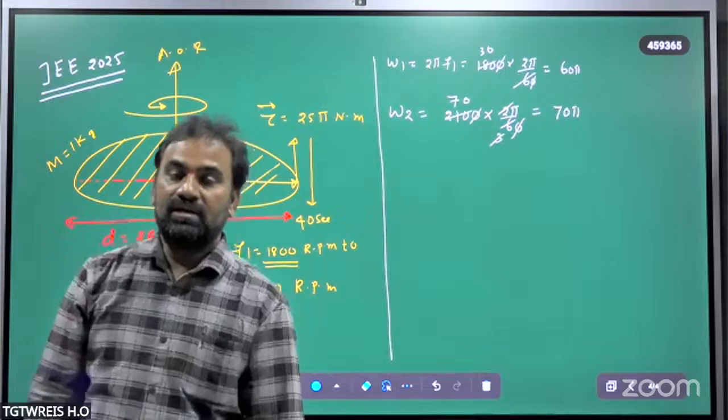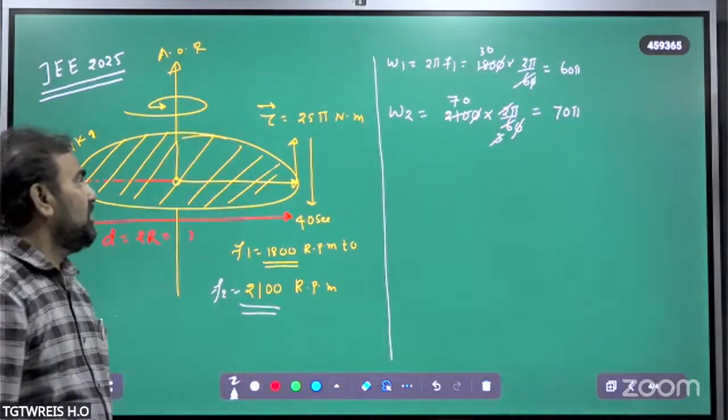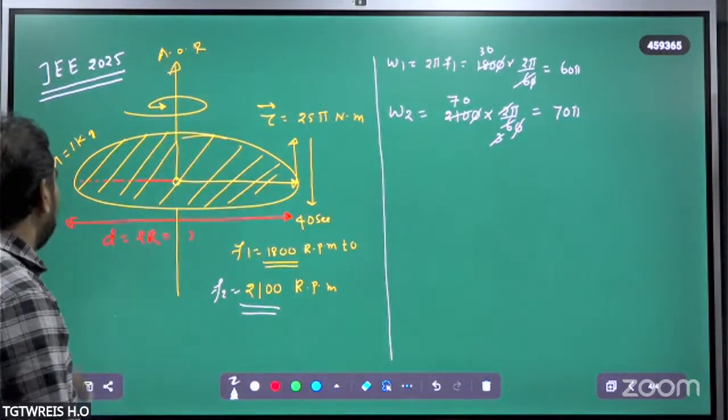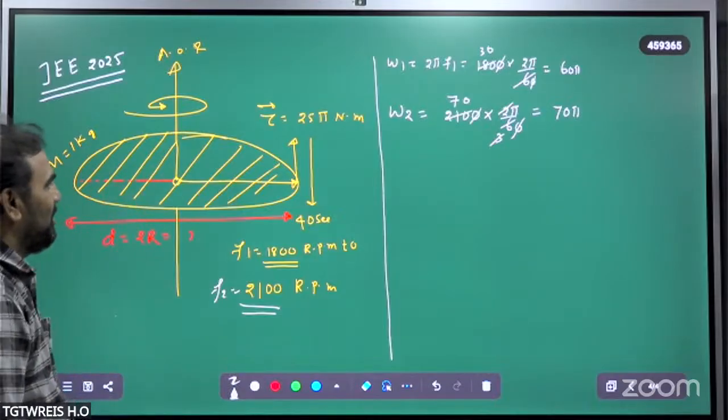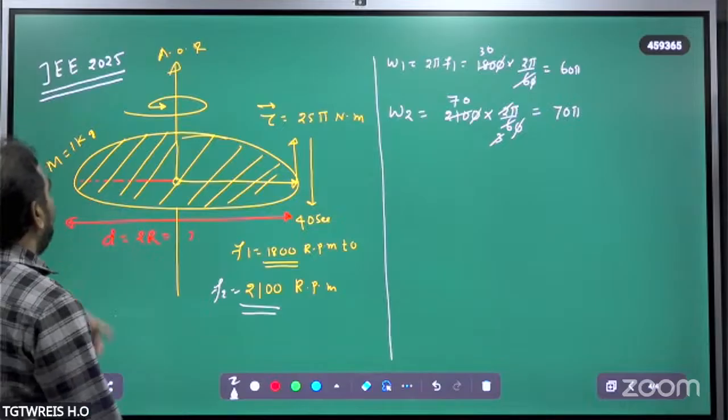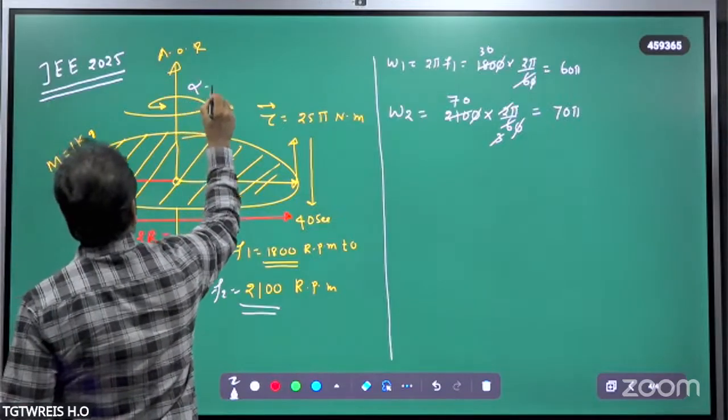From this, we have to calculate the diameter of the disc. But angular acceleration alpha was not given there.